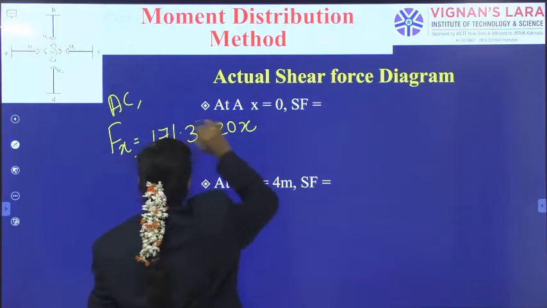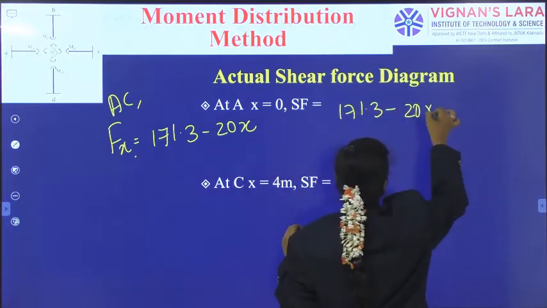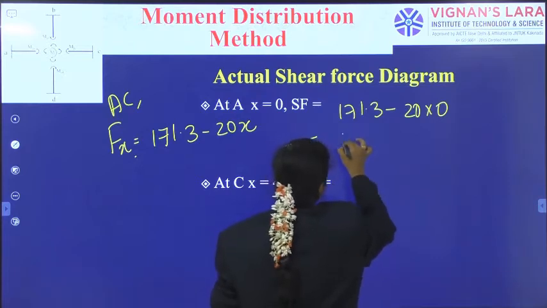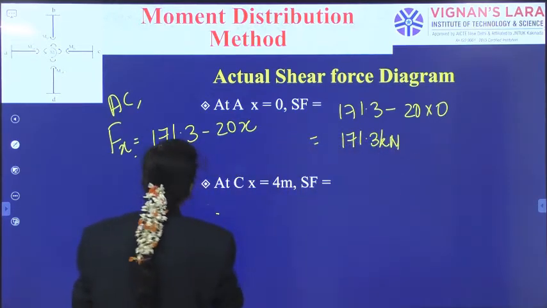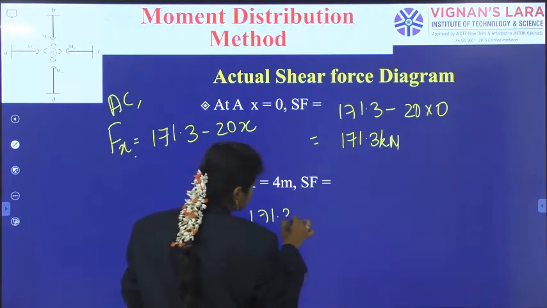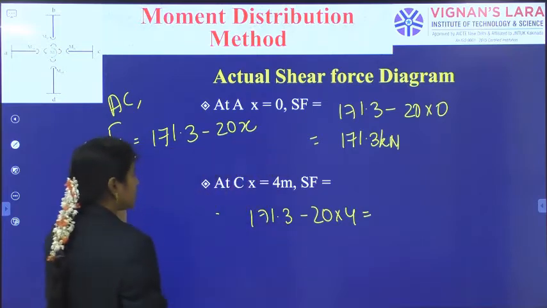So Fx is equal to 171.3 minus 20 into 0. We have got the shear force at A as 171.3 kilonewtons. And then at x is equal to 4, 171.3 minus 20 into 4, we have got the shear force at C.